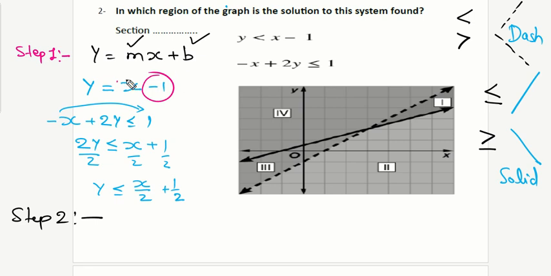This is your less than, right? Now this is a dash line, which will be passing through minus 1. Yes, this is correct. This is a solid line passing through 1 over 2. So this is correct. Any problem in this?